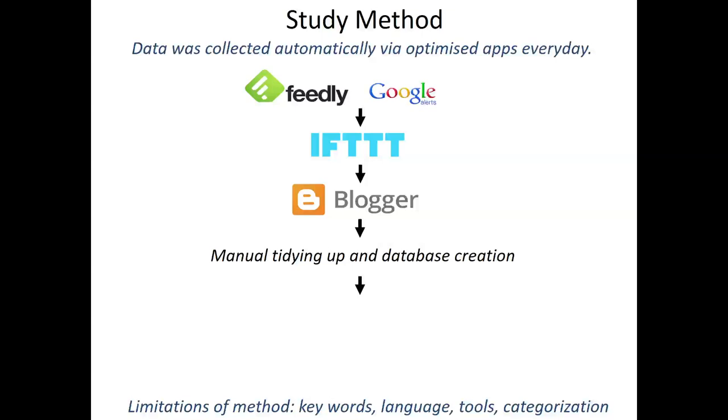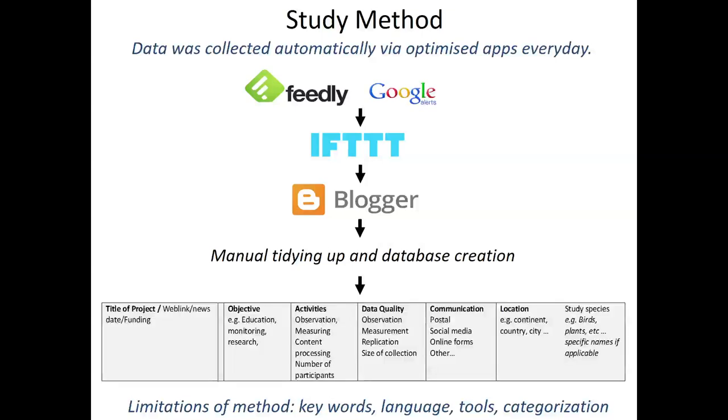But the key thing is, I searched the citizen science keyword all over the web in the last 3 years, used an app to sort it out and post it on a Blogger site, which I can access. And then the laborious job of manual tidying up on what sort of projects they are, what is the objective, what is the reach. And I must admit at this point there is a limitation. Unfortunately, I could only search in English and for citizen science. And it reflects in the results.